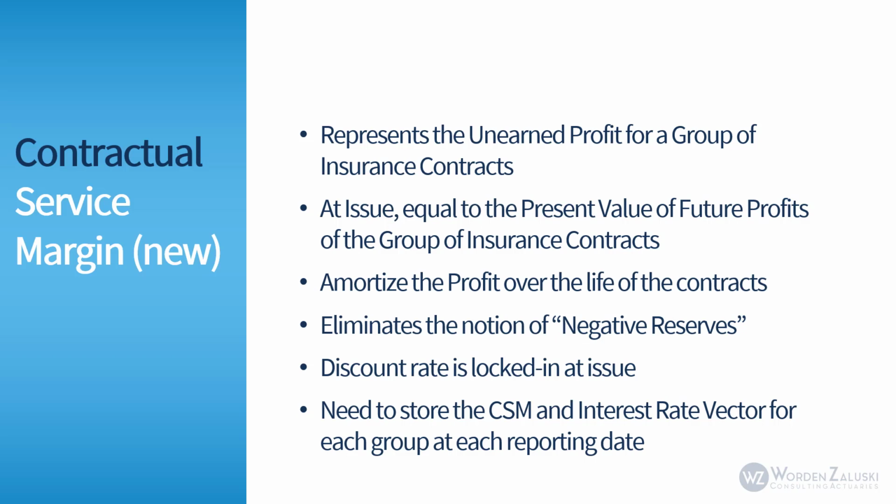So under IFRS 4, the present value of our outflows minus the present value of our inflows would sometimes result in a negative reserve if it was a profitable contract. So say you had $70 of future claims and $100 of future premium. You priced the product profitably to earn about a 30% margin. That reserve at issue would be a negative 30, or a negative reserve. Well, the CSM eliminates that by setting up an equivalent liability.